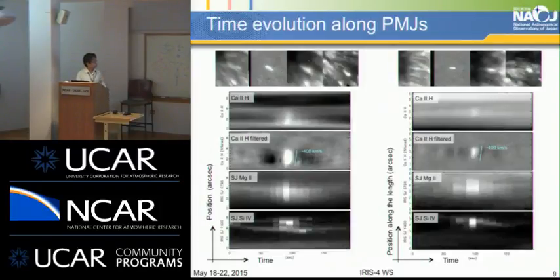But actually, in most cases, we cannot clearly see the acceleration. We can just see the rapid propagation from the inner side to the outer side. But still, we can see the temporal evolution of the penumbral microjet, and the velocity in this case is faster than 400 km per second. Then we can see the association of the silicon 4 brightening at the outer end.